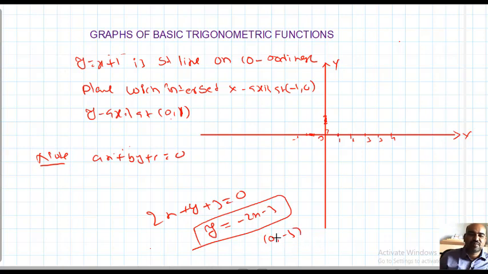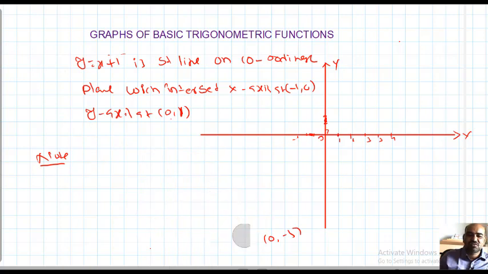Like that you take all the ordered pairs and plot all the ordered pairs. All the ordered pairs always give a straight line. That's why the linear equation of the form ax plus by plus c equal to 0 always gives a straight line on the coordinate plane. I will write that.